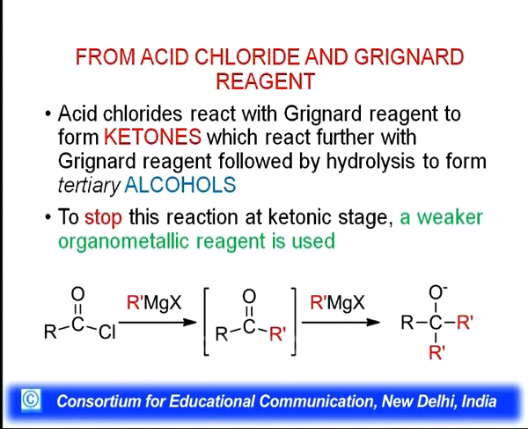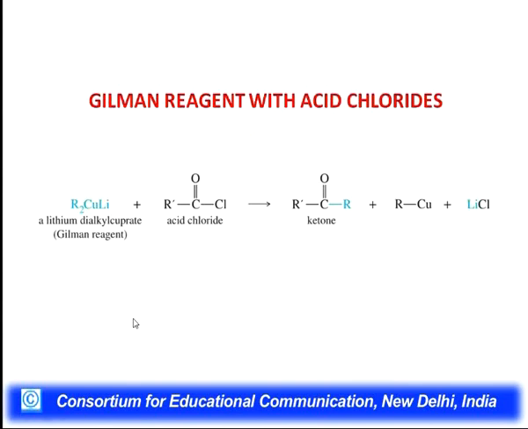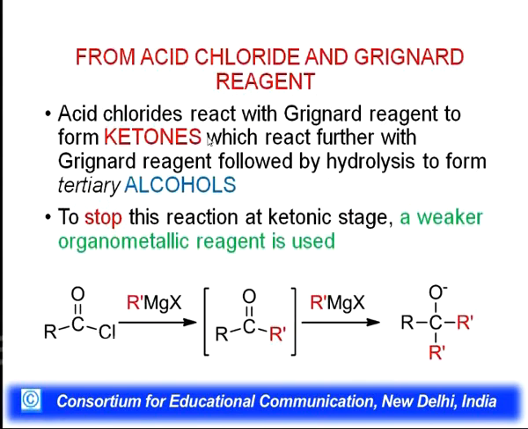So if we do the reaction of an acid chloride with a Grignard reagent, please remember this Grignard reagent is an organometallic compound. In an organometallic compound, this alkyl group has a negative charge and behaves like a carbanion, and MgX has a positive charge. Whereas in an acid chloride, the Cl is electron withdrawing and this oxygen is also electron withdrawing. So this carbon has a partial positive charge on it.